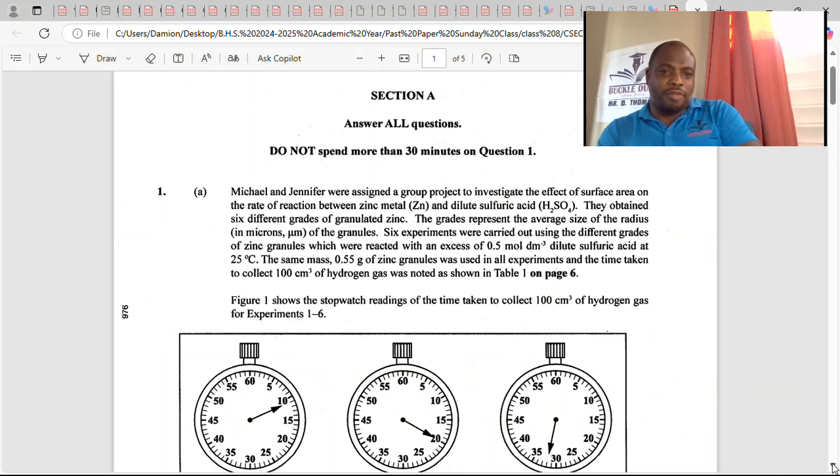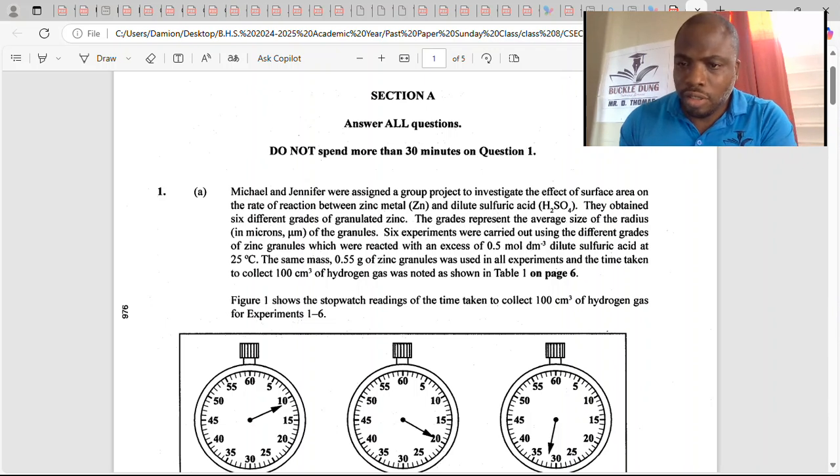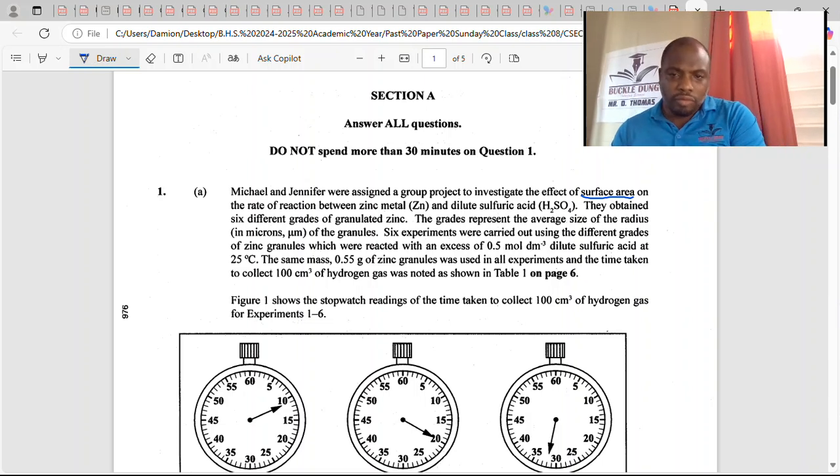All right, so we have two persons, Michael and Jennifer. Michael and Jennifer were assigned a group project to investigate the effect of surface area. Oh, I have to click this. So maybe we don't complete this question and we pick it up at the next session, but I'm going to work it out as far as possible because I have to do the explanation as well.